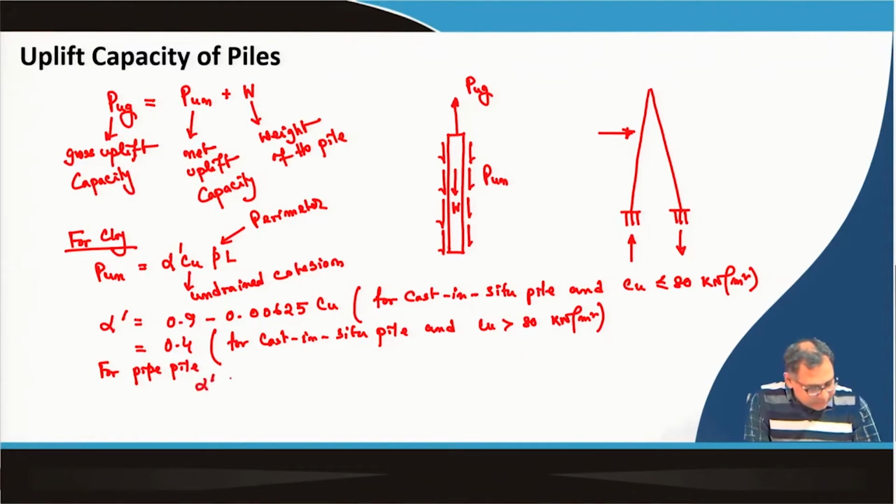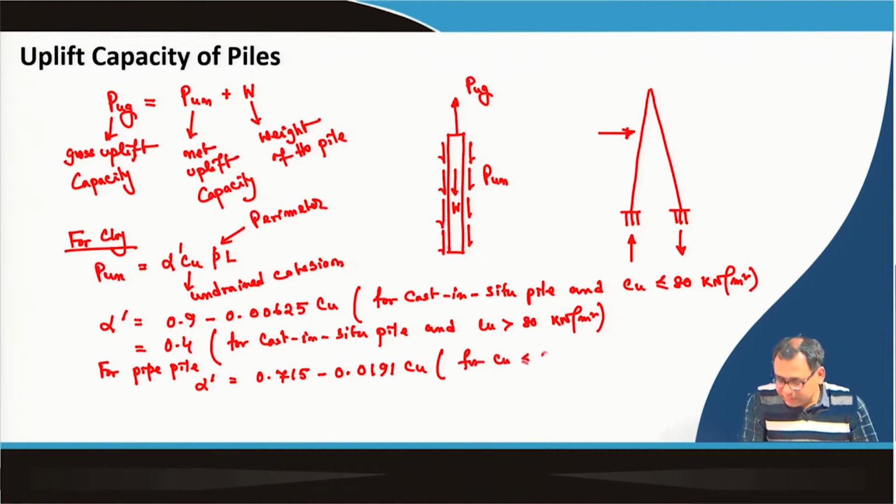this alpha dash is equal to 0.715 minus 0.0191 Cu for Cu less than or equal to 27 kilonewton per meter square, and this is equal to 0.2 for Cu greater than 27 kilonewton per meter square.